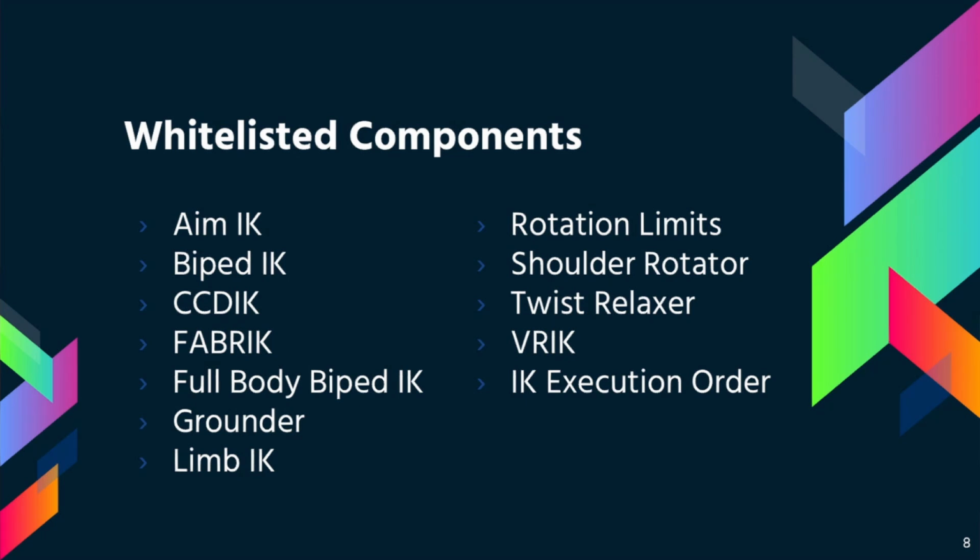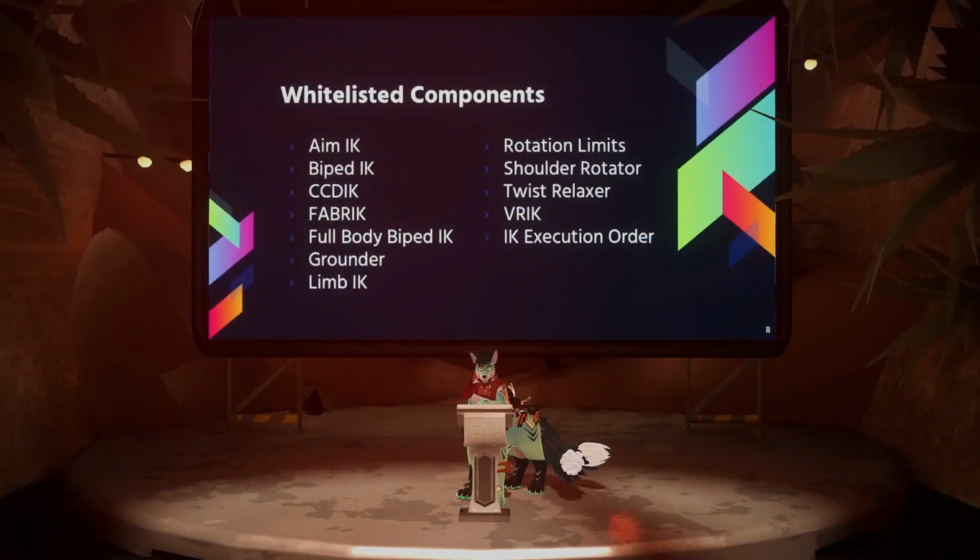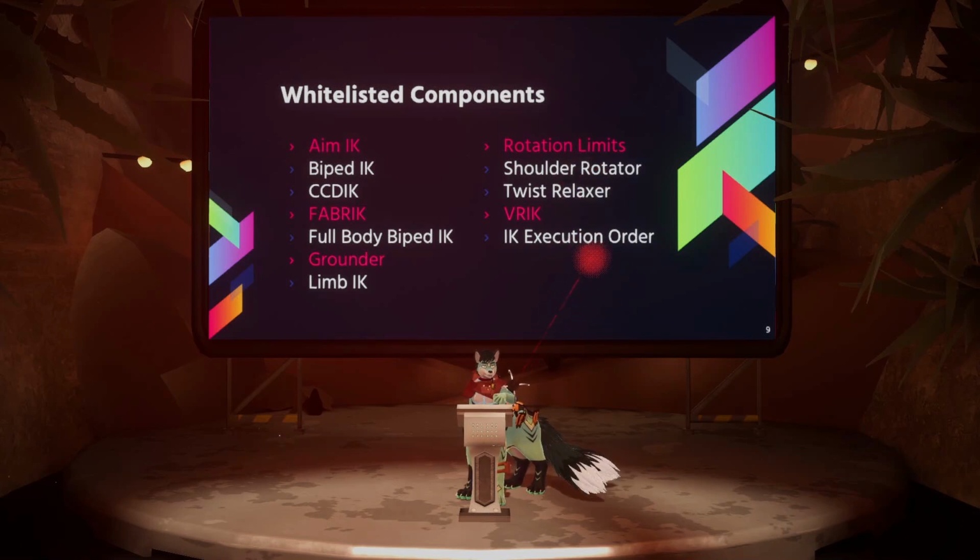Let me go through them all real quick. We have Aim IK, Biped IK, CCD IK, FABRIK, Full Body Biped IK, Grounder, Limb IK, Rotation Limits, Shoulder Rotator, Twist Relaxer, VRIK, IK Execution Order. There's a lot there to go over, so unfortunately I won't be able to cover them all in this panel. Today, I'll be covering the ones listed there in red.